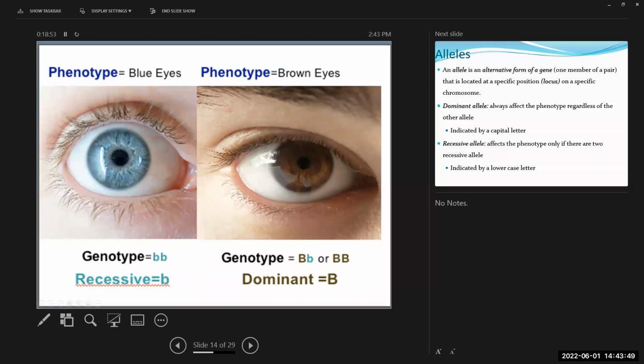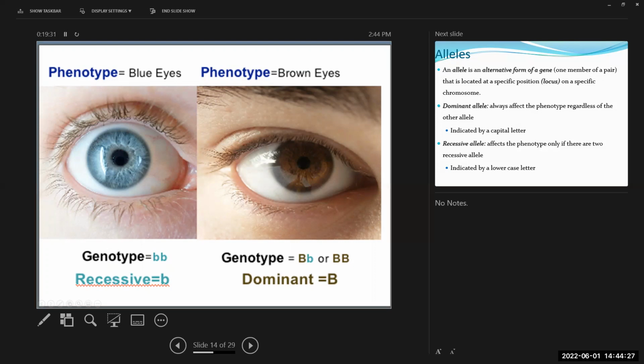So the phenotype shown here is blue eyes, and the genotype is small b, small b. This is recessive. When we are looking at genes, a dominant allele, or alternate form of the gene, is written with a capital B. The recessive form of the gene is written with a small b. If a dominant is present with a recessive, the dominant is always shown, whatever trait that is. In this case, brown eyes is the dominant trait. So if you have a big B with a small b, the result will be brown eyes.